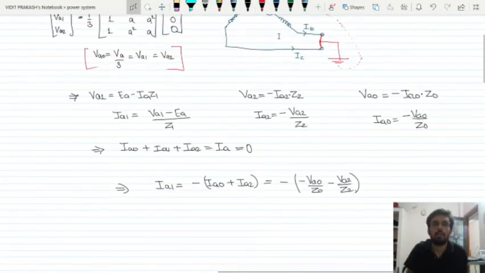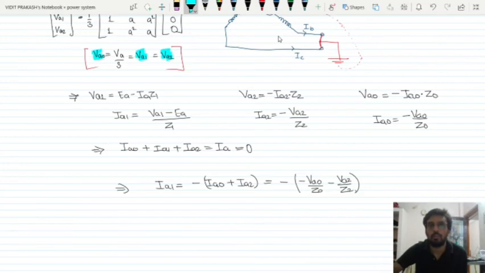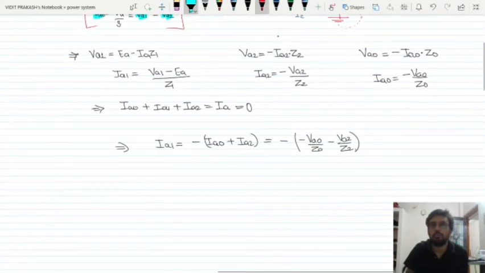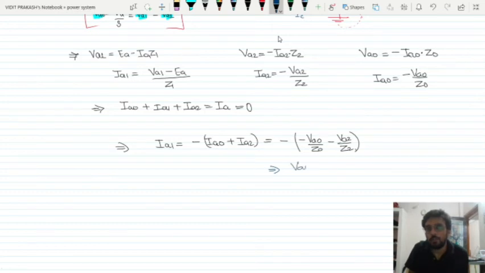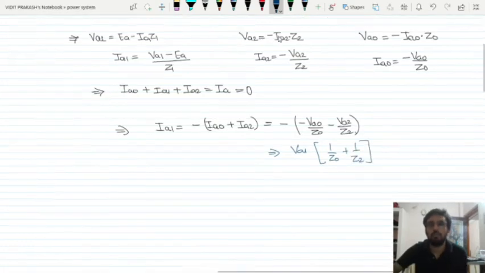And we all know that VA naught is equal to VA1 and VA2. So we can write this equation in terms of VA1. We can write this as VA1, we'll take this as common, into 1 by Z naught plus 1 by Z2.